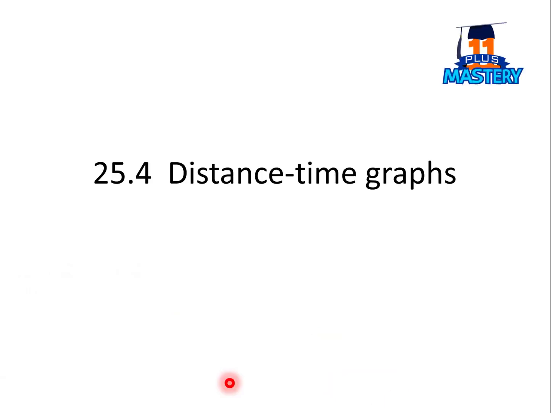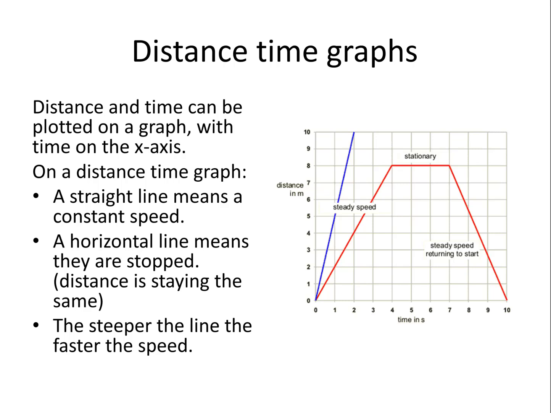Distance time graphs. Distance and time can be plotted on a graph, with time on the x-axis and distance on the y-axis. If it's a horizontal straight line, it means that it is stopped because time is still increasing but the distance is staying the same. A straight line going up means that it's going at a constant speed because as time goes by, it's increasing at equal amounts of distance. And the steeper the line, the faster the speed.